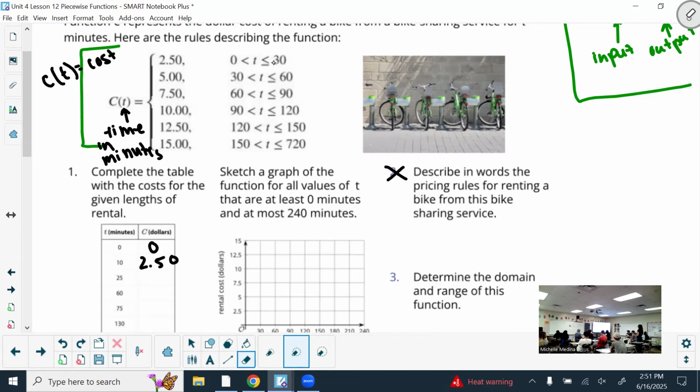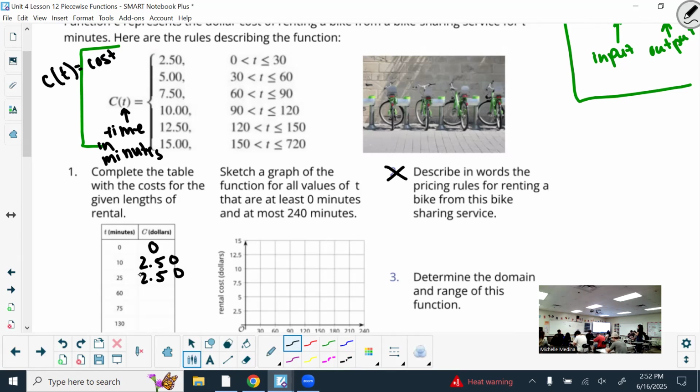No. So, okay, but do we understand why? Where does the 25 fall in? From 0 to 30, right? 25 is between 0 and 30. So it costs how much? Put it all together. Let me make sure you guys understand. Where does the 25 fall into? From 0 to 30, right? So what is that attached price?